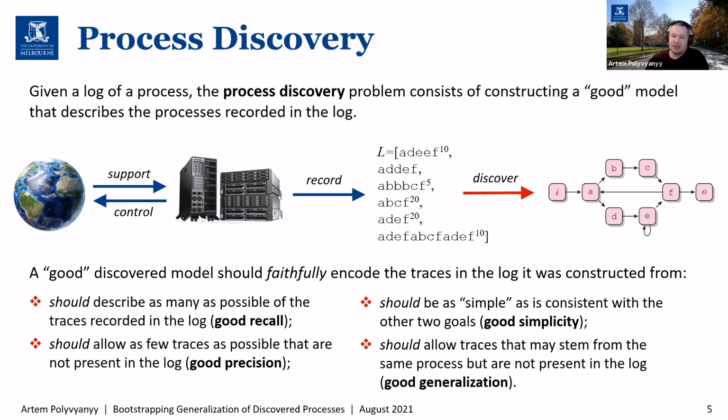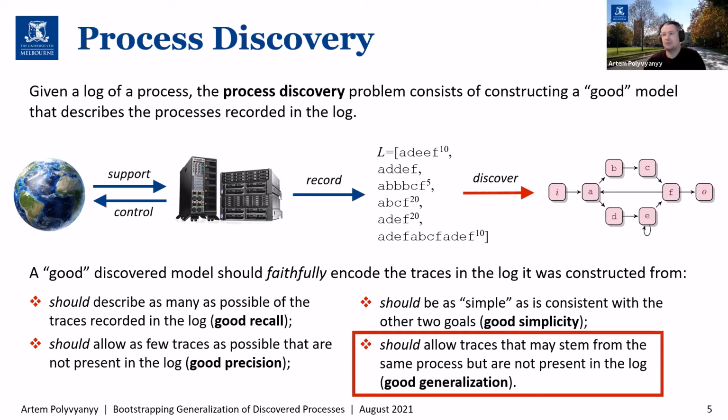And also, models should have a good generalization, we say. Models should allow traces that may stem from the same process, but are not present in the log. A log is a snapshot of what the system was doing in the real world. If the system continues to live and execute traces, then our system that we discovered should, by some black magic, be able to accept those traces. So if we discover a good model in terms of generalization, that model should also be able to account for those future traces. And generalization will be the focus of this presentation.